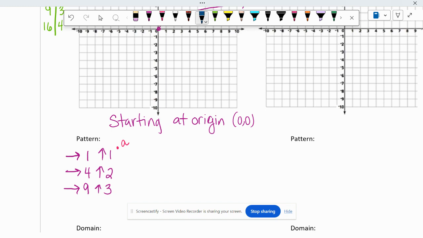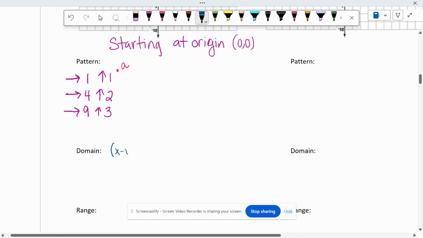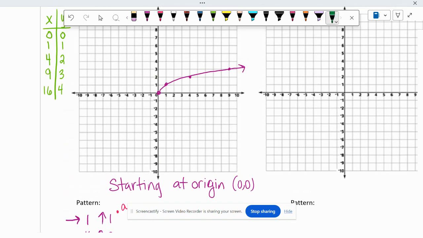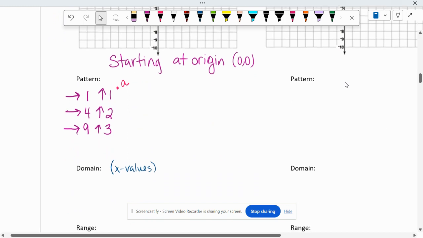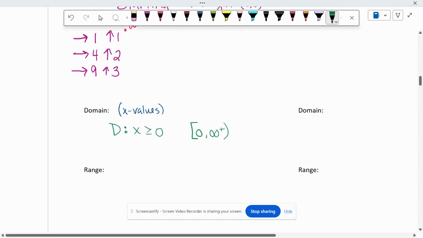Let's talk about the domain. Remember that your domain is your x values. Domain stands for the x values. And if I look at my graph and at my table, I see that there are no x values that are less than 0. Everything is greater than or equal to 0, right? Because remember, x can't be negative. So my domain just means that x is greater than or equal to 0. And if I want to write that in interval notation, I'm including the 0, and it goes all the way up to positive infinity. Okay, so that's interval notation.